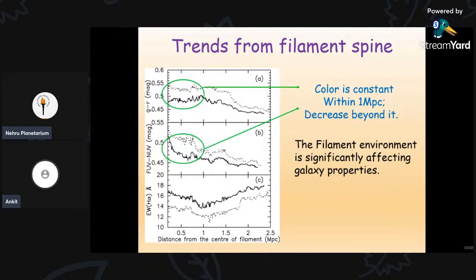And a similar feature is also shown in the UV, which is the second plot. So on the left side, we are plotting the UV color, and the top plot is the optical color. So both show this thing that as you are going towards the spine of the filament, within a distance of 1 megaparsec, the galaxies are becoming redder. This is the observation in optical and UV.